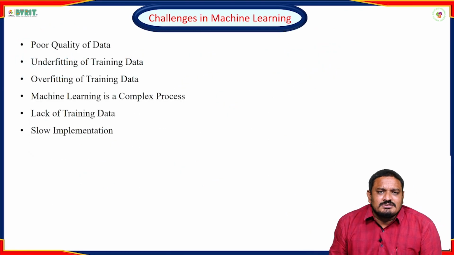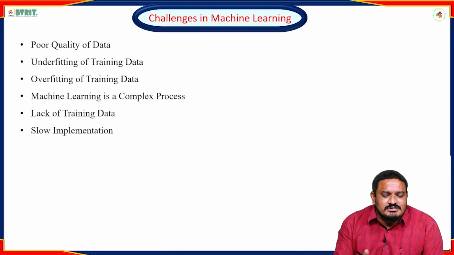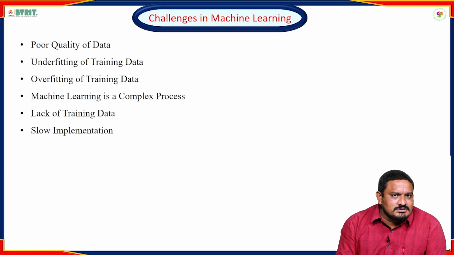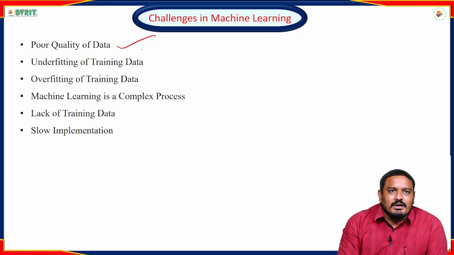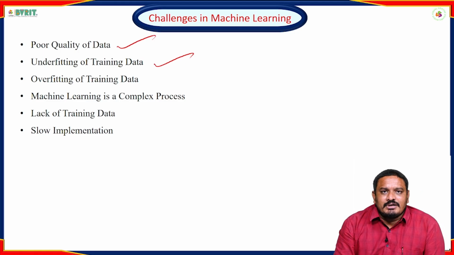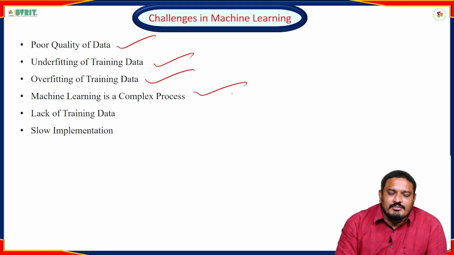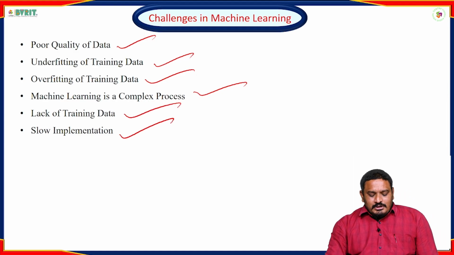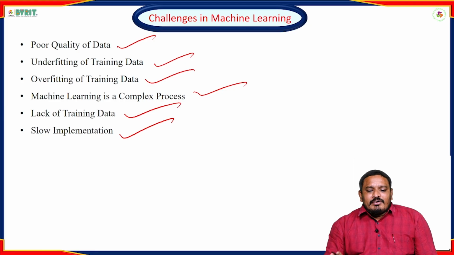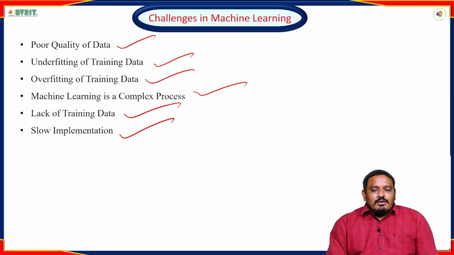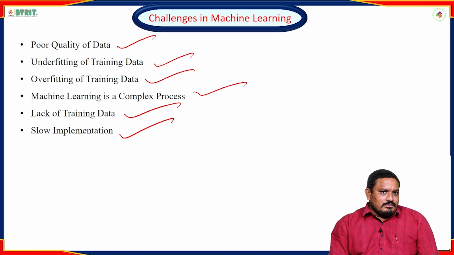Next, coming to the challenges in machine learning. There are different challenges: poor quality of the data, underfitting of the training data, overfitting of the training data, machine learning being a complex process, lack of training data, and slow implementation. These are the different challenges in machine learning. So up to now, this is the introduction to machine learning. Thank you.